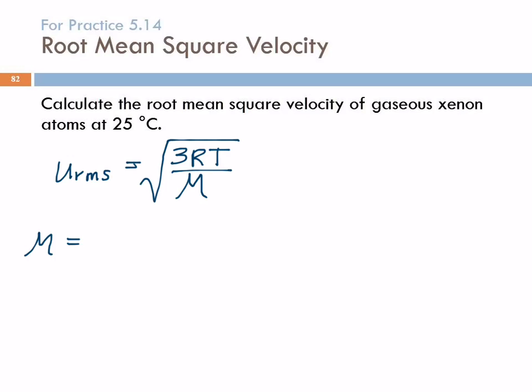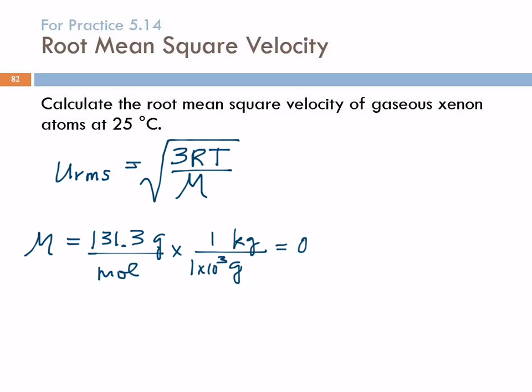Well, it's xenon. So we look at the periodic table: 131.3 grams per mole. And then we need to convert that to kilograms per mole. So grams on the bottom, kilograms on the top, 1 times 10 to the third down there, and 1. And so we end up with 0.1313 kilograms per mole.